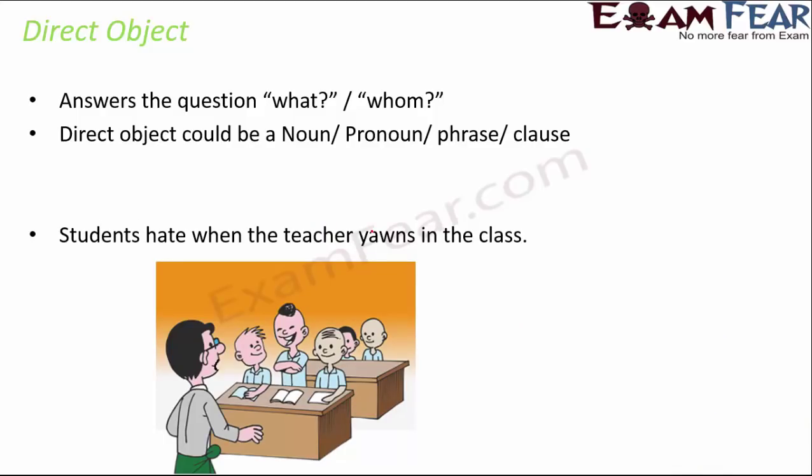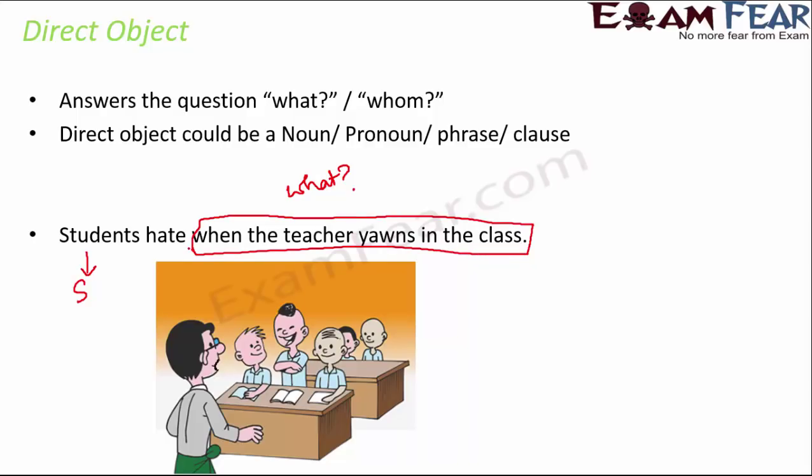Students hate when the teacher yawns in the class. So in this example, which is the action verb? Hate. So hate is the action verb, and who is doing that action? Who is hating? Students. So students here is the subject. Now here if we ask a question, students hate what? So the answer would be students hate when the teacher yawns in the class. So this entire thing is a phrase, and here this phrase is behaving like a direct object.